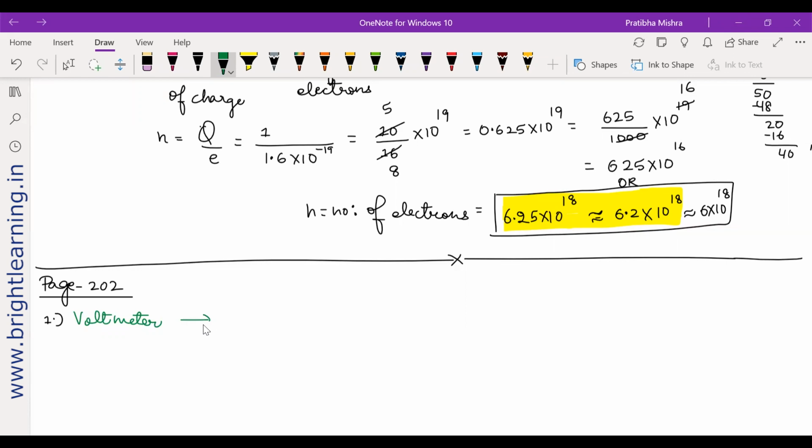Voltmeter is used for what? It is used for measuring potential difference or electric potential. Both are the same. Electric potential. How much potential the battery has for the current to be conducted, etc., etc.